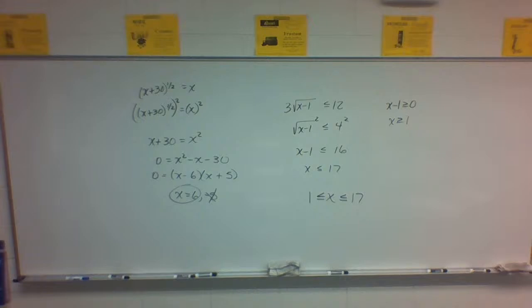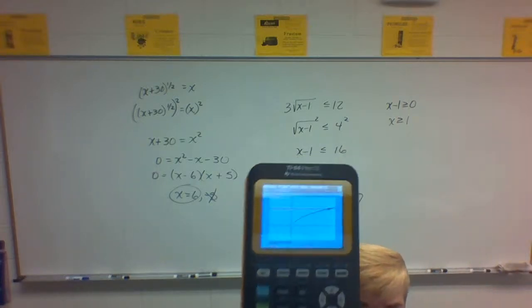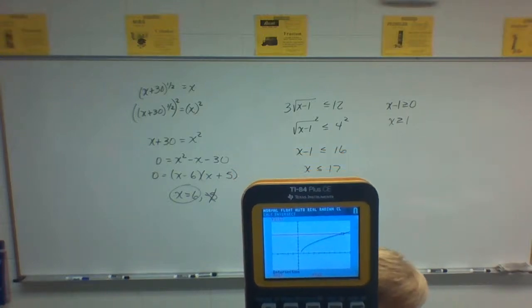We get the blue square root. It kicks off at 1 because we've shifted it to the right one. And then we get the red line, which is the 12 on the other side. You say, okay, well, I could find the solution to that. So we go calculate and intersect. Enter, enter, enter, and it jumps to the intersect. This is what I get if I graph. And we find that that intersect gave us the 17.